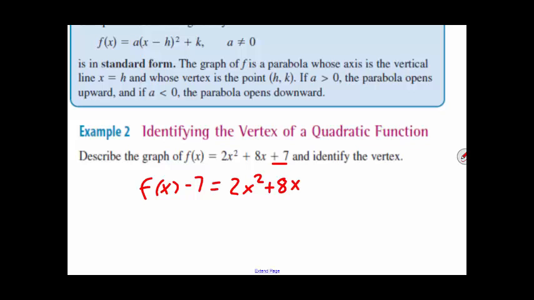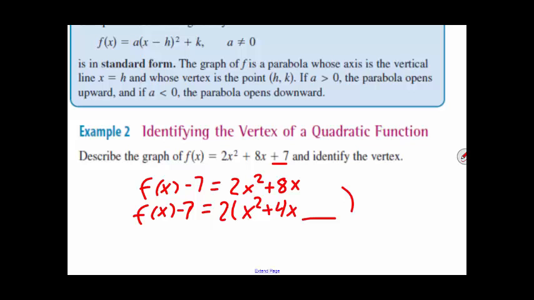Now, hopefully you remember that your a value has to be 1 with completing the square. So we're going to have to factor 2 out of everything on the right. So I'll write down f(x) minus 7 equals, and I'm going to factor my 2 out. So I've got x squared plus 4x, and I'm going to leave a little space there, because we have to come up with our new c value.